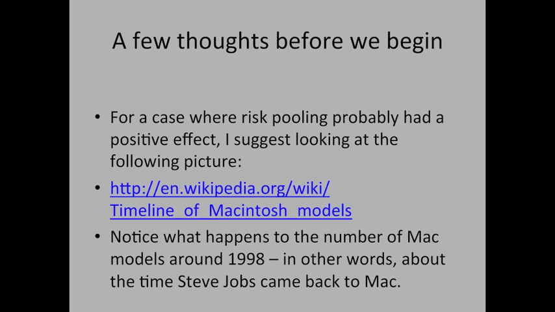Now, for an example of a case where risk pooling probably had a positive effect, there's a link here. The nice little link in Wikipedia that shows the timeline of the various Macintosh models. What I want you to pay particular attention to is the area around 1998. In other words, the area about the time that Steve Jobs came back to Mac. All of a sudden, Apple went from well over a dozen products to about five. So suddenly, Apple had far fewer products that they needed to worry about. Moreover, by having these products, they were able to clearly define which part of the market these particular products were targeting.